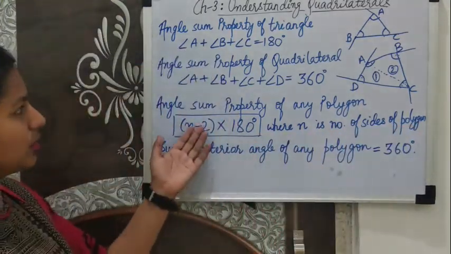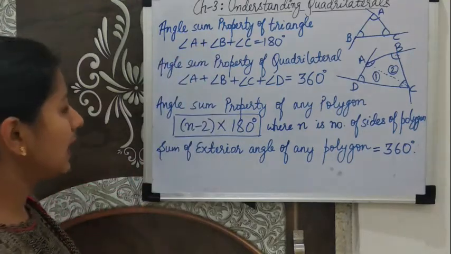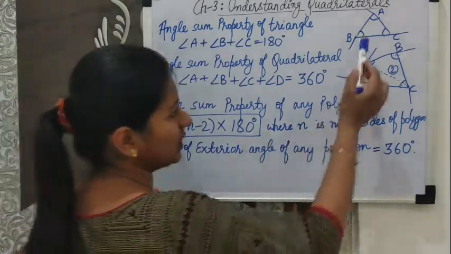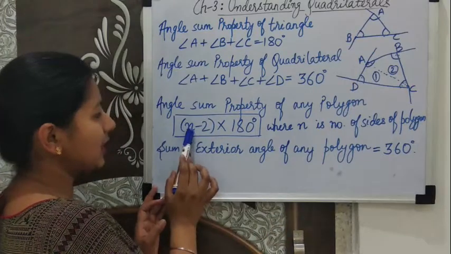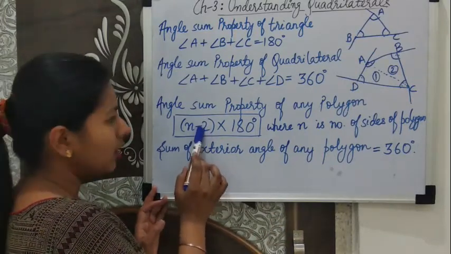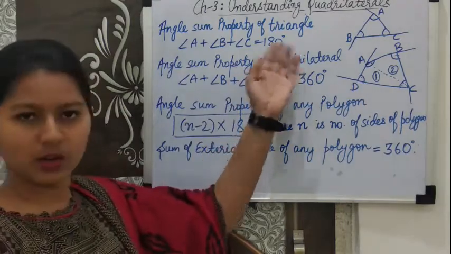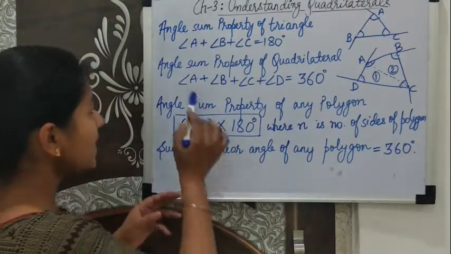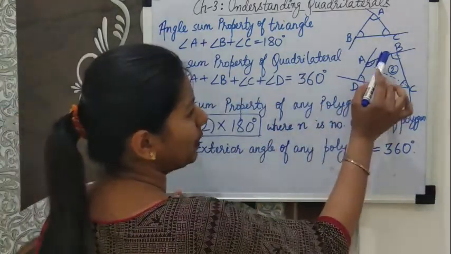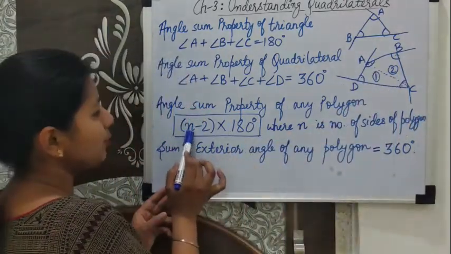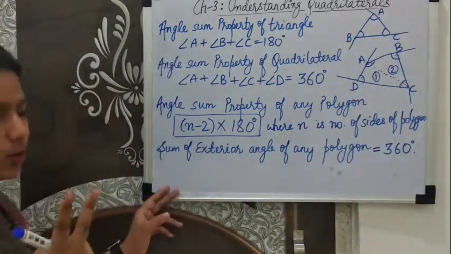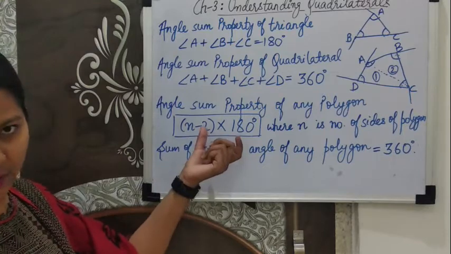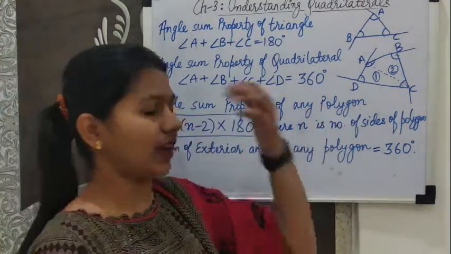I can verify this for the triangle and quadrilateral also. In the case of a triangle, what is the value of n, or how many sides does it have? 1, 2 and 3. So put 3 here. 3 minus 2 is 1, 1 into 180 degrees is equal to 180 degrees. That's why we get 180 degrees for a triangle. Then the angle sum property of a quadrilateral: how many sides? 1, 2, 3, 4. So put 4 here. 4 minus 2 is 2, then 2 into 180 is 360 degrees. So this is the general formula for finding the angle sum property of any polygon.